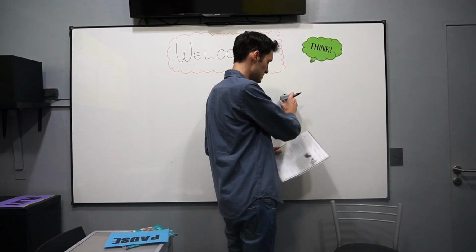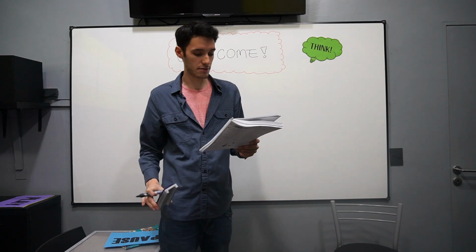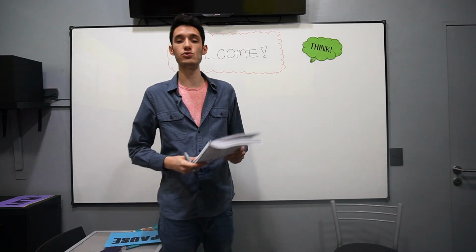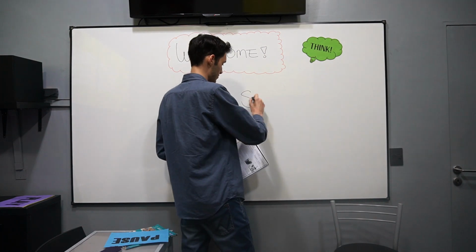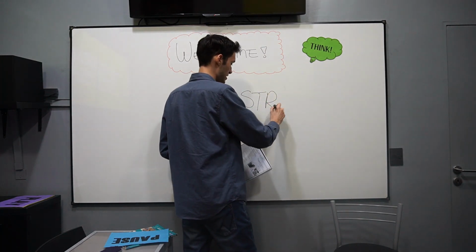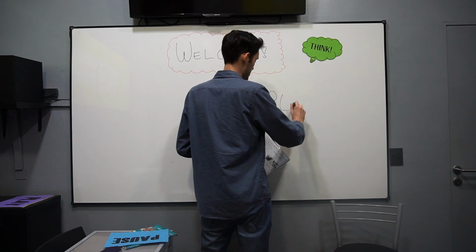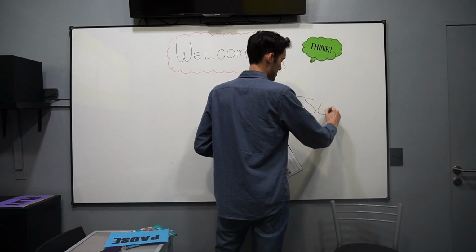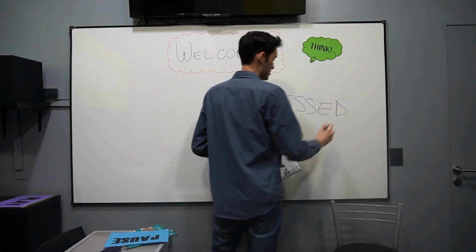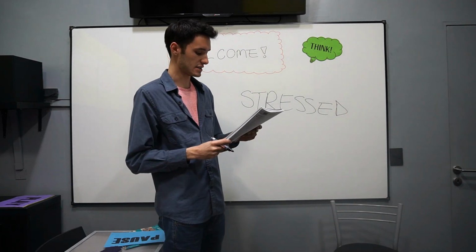Let's do the last one. Okay, the last one. It says, she hasn't got time to do everything she needs to do. She's very what? Stressed. Okay, very good. Stressed. Double S. Stressed. Okay. She is very stressed.